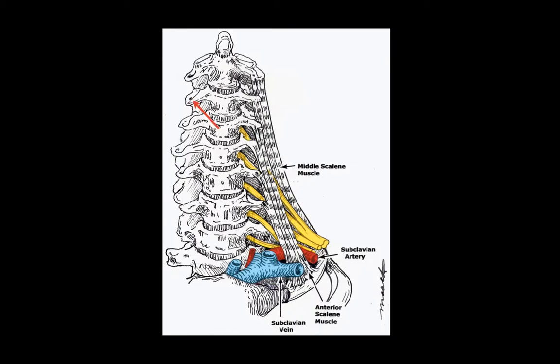In this figure on the left of the screen, the scalene muscles are absent in order to demonstrate the anterior and posterior tubercles located on the transverse processes of the cervical vertebra. In the diagram on the right, you see how the anterior scalene muscle attaches proximally to the anterior tubercles and the middle scalene attaches to the posterior tubercles. Note that the distal attachments for both muscles are on the first rib.